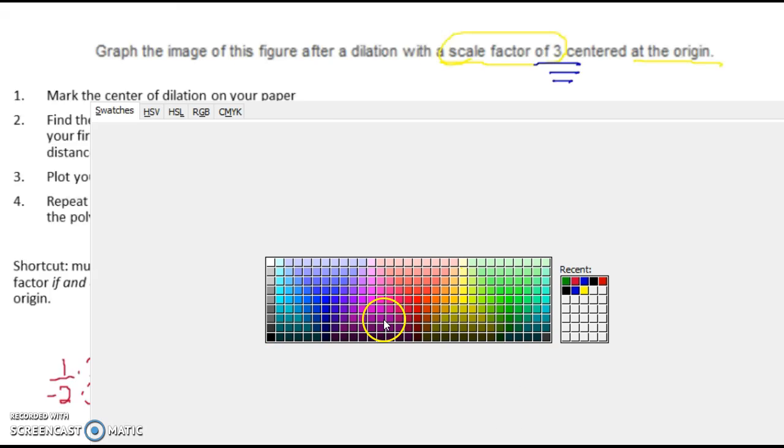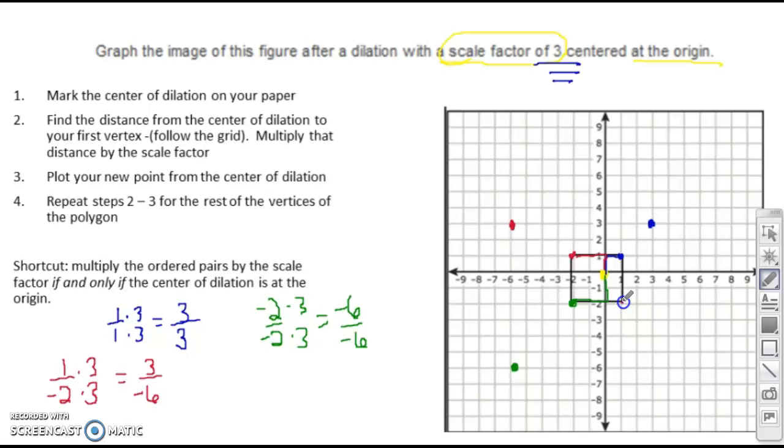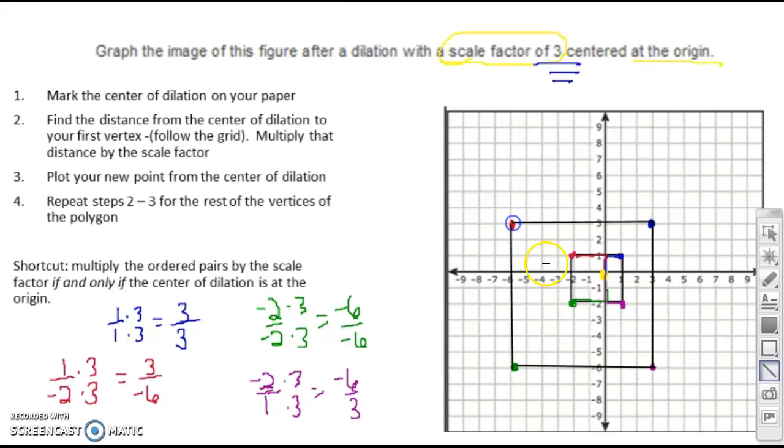And then we're going to pick our last ordered pair and finish it up. From the center of dilation, I go down 2 and over 1. So I multiply that by the scale factor to figure out my new distance. So from the center, I would go down 6 and over 3. And then I would draw my new figure. And that makes it 3 times bigger, centered at the origin.